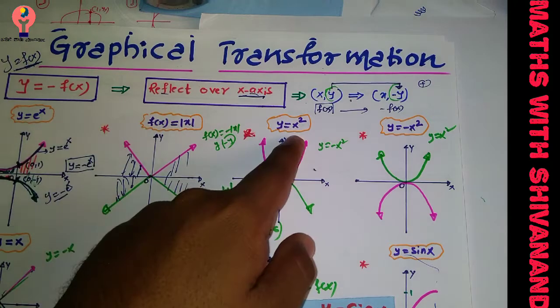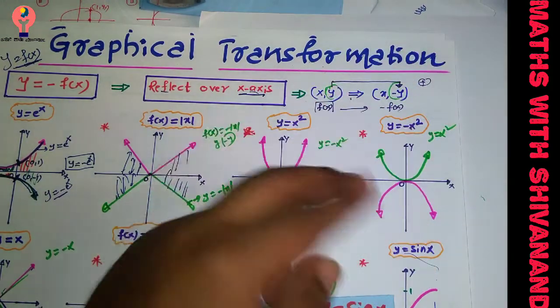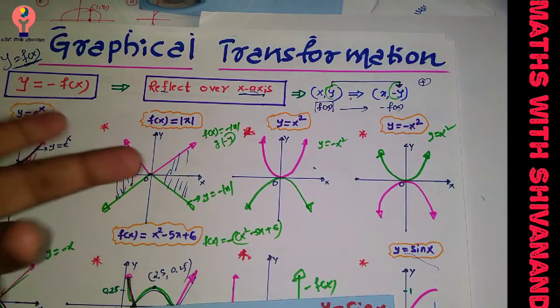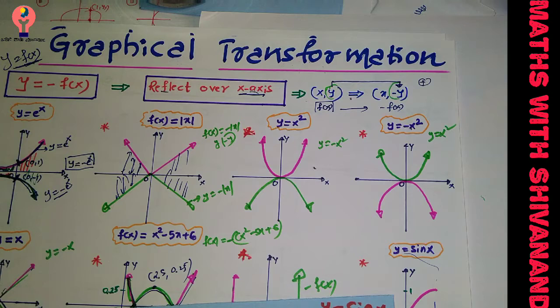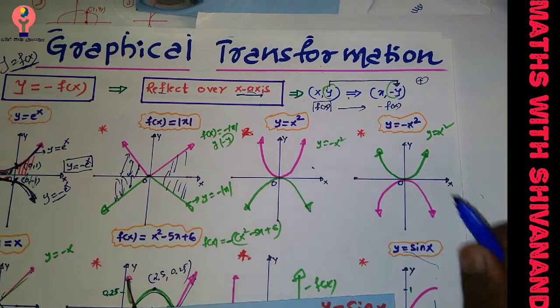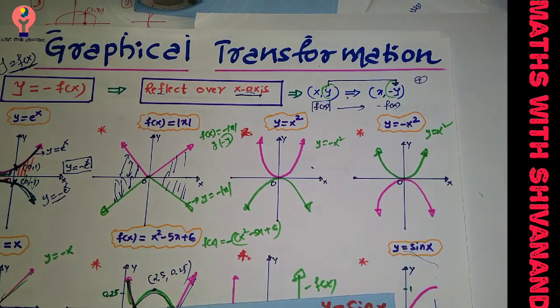If (x, y) is a point on the curve, then (x, minus y) is a point on the minus f of x curve. Definitely it will reflect over the x-axis. Because of that, we are reflecting over the x-axis. If the minus is multiplied outside, you need to reflect over the x-axis.